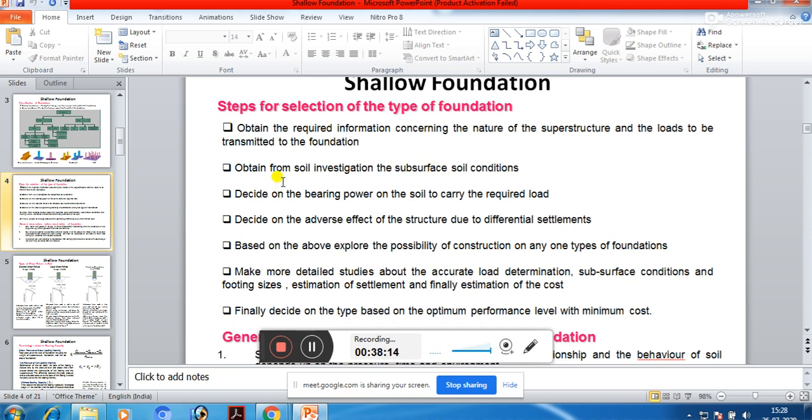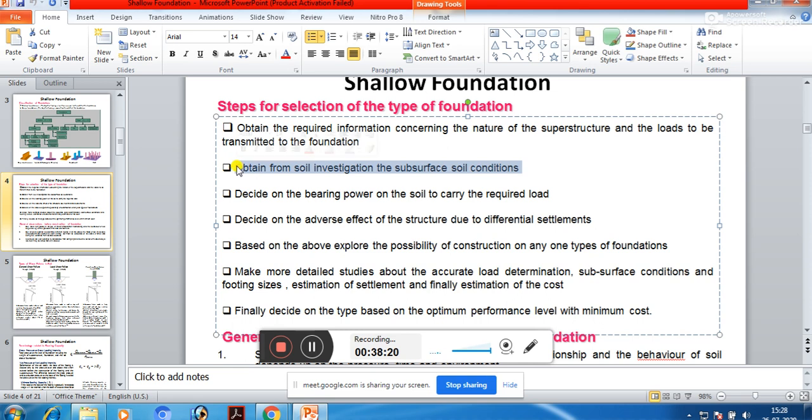The next is, you need to obtain the soil investigation and subsurface soil condition. So this is where the importance of soil mechanics lies. You need to first know how is the soil, what is the soil, is the soil purely cohesive, or is it a C-phi soil, or is it completely sandy soil, what is the C value of it, what is the phi value of it, what is the permeability of the soil, what is the consolidation characteristics of soil, how does the soil compact, what is the liquid limit of soil. All these things you need to know, otherwise you will not be able to design a foundation, or you will not be able to select a type of foundation.